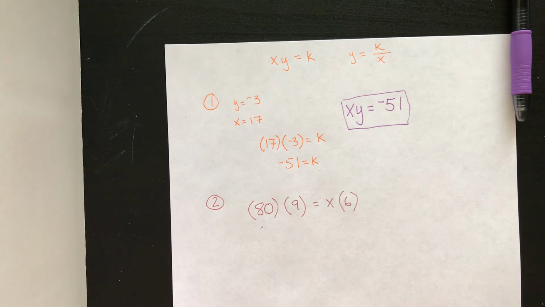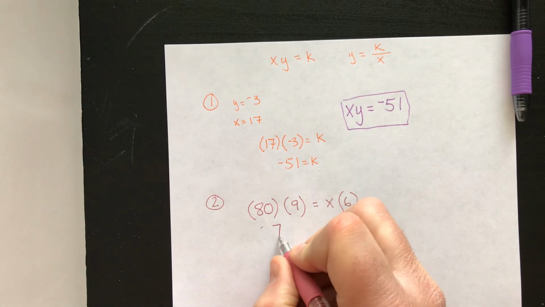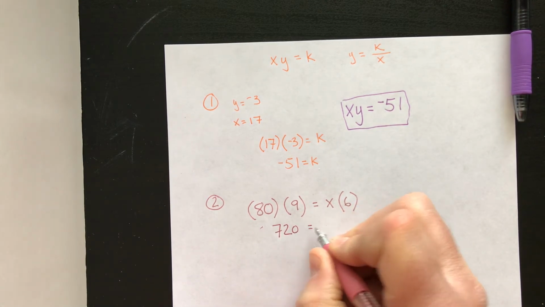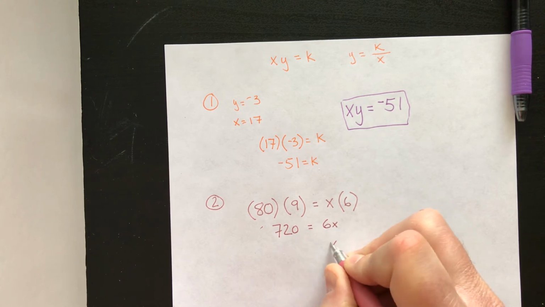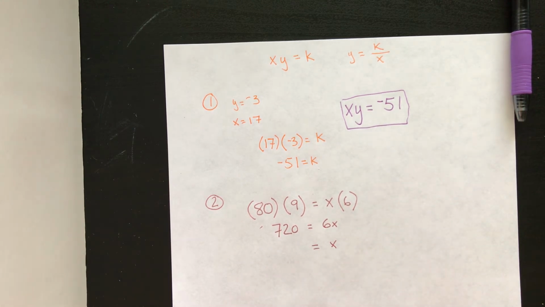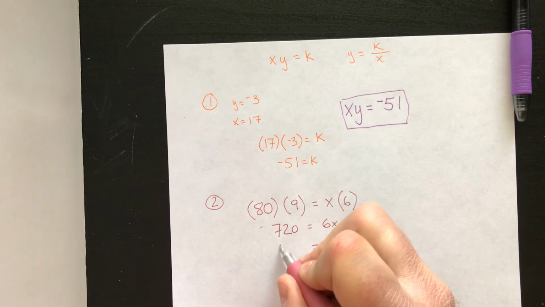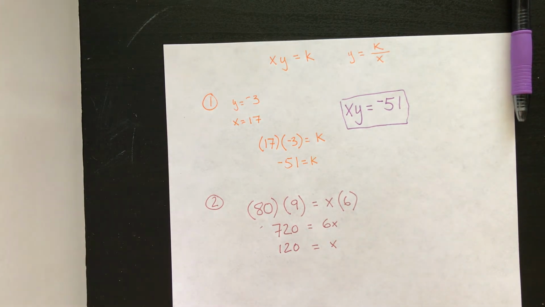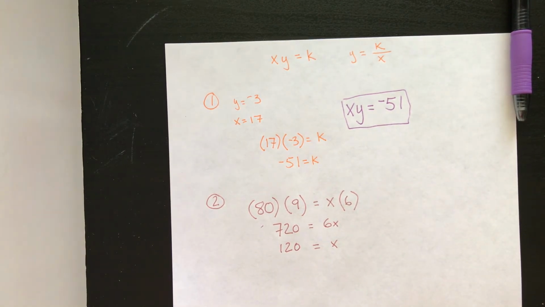So I go to my trusty calculator. 80 times 9 is equal to 720. This is obviously 6x. So we divide both sides by 6, which is 120 pounds. So you would need 120 pounds 6 feet away to balance that beam.